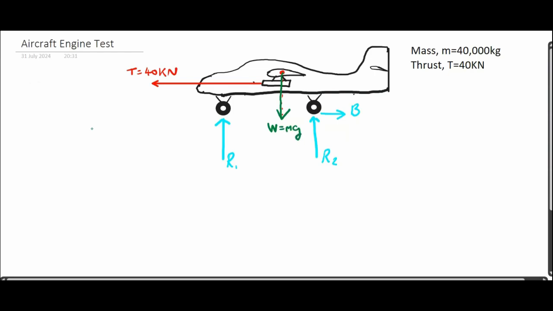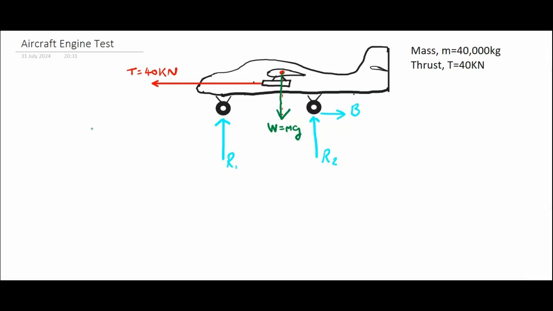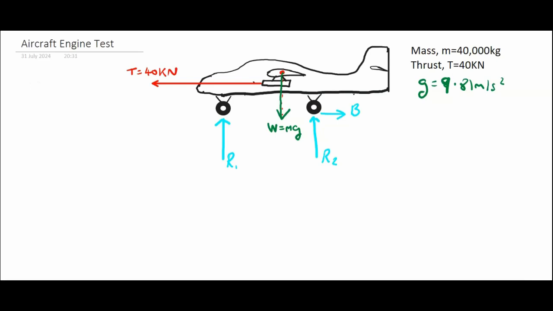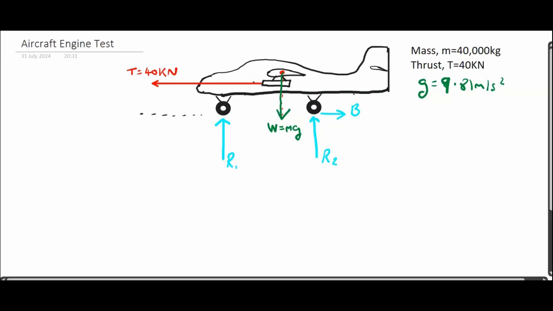g is taken as the acceleration due to gravity at the surface of the Earth, and we'll approximate that to be 9.81 meters per second squared. I'll write it down here. We just need some dimensions on, like we said, so let's put those on now. The distance from the ground to the thrust vector is taken to be 1.5 meters. The distance from the front wheel to the center of gravity we are going to take as 9 meters, and the distance from the center of gravity to the rear main wheel we're going to take as 0.5 meters, half a meter.